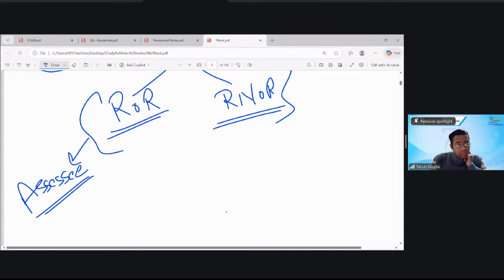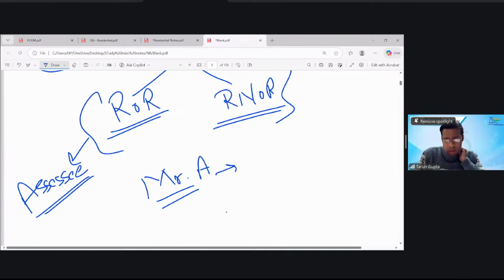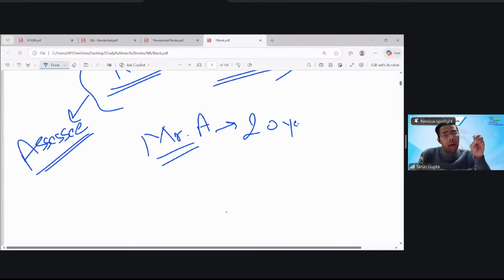What is the thought behind this? Say, take an example, here's a Mr. A who was in the US for 20 years. He was working there. He had a family there. He worked there as an engineer, whatever. And now he has retired. And now he wants to come back to India permanently.